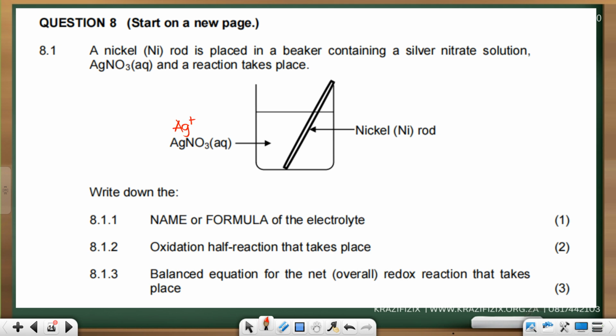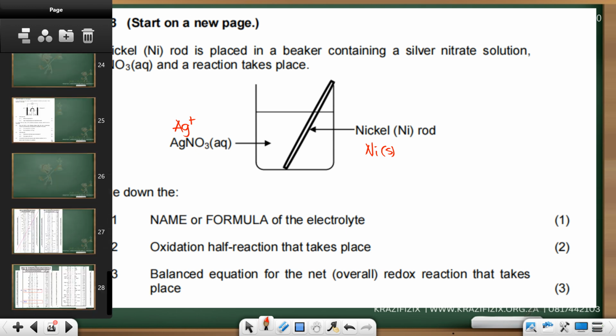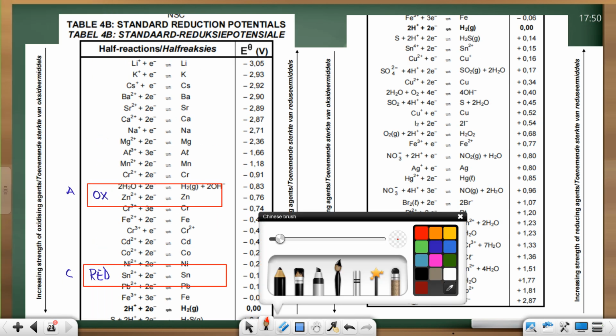Ag plus, silver. And what do we have here? Nickel, solid. Before we answer this, is this spontaneous? Let's check our table. Never answer it from your head. Go to the table. What are you looking for in the table? You are looking for Ag and Ni. Come, let's go to the table. The table is your safe haven. There's nothing that you should be answering from your head. You are just going to apply.